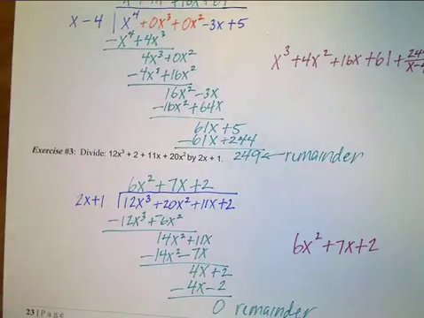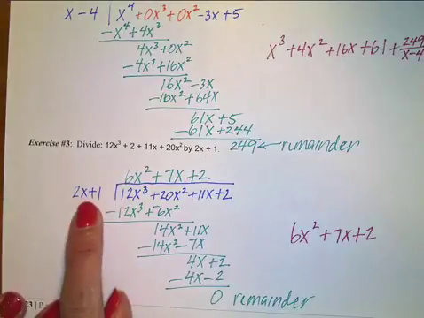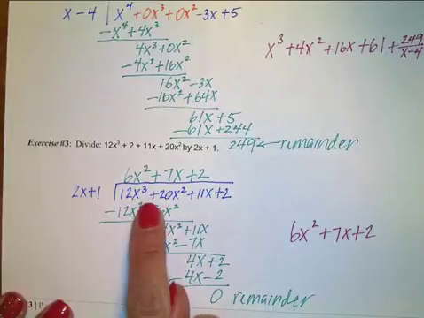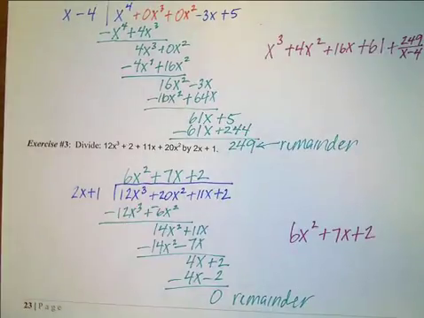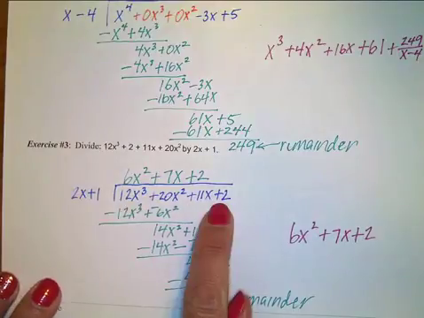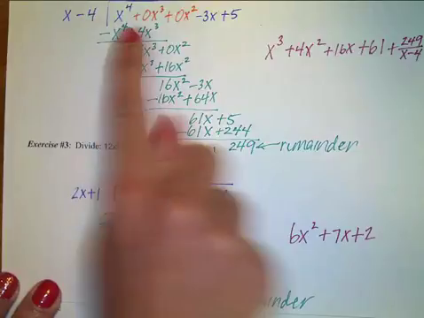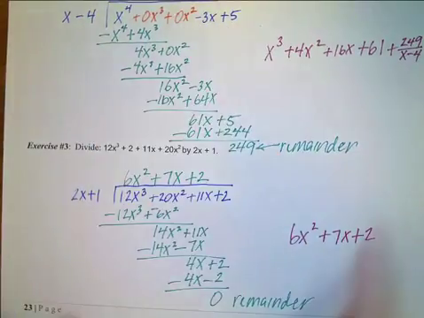Here's the really cool thing that we're going to learn in the future. If you get a remainder of 0, then this thing that you divided by is a factor of what it's being divided into. Okay? So this is a factor of this polynomial. X minus 4 in the previous one is not a factor of that polynomial because I had a remainder.